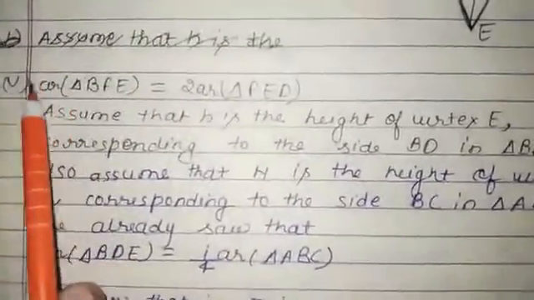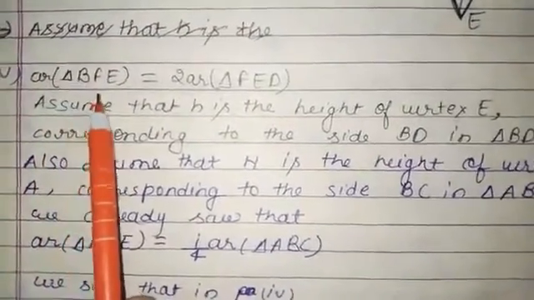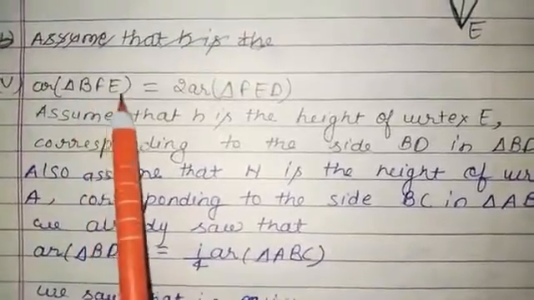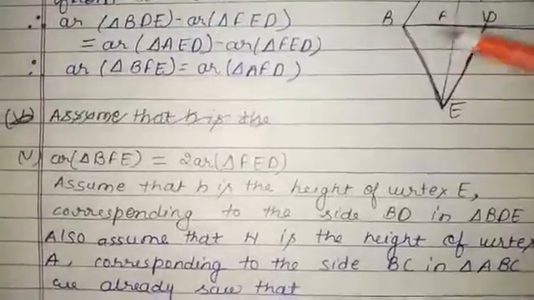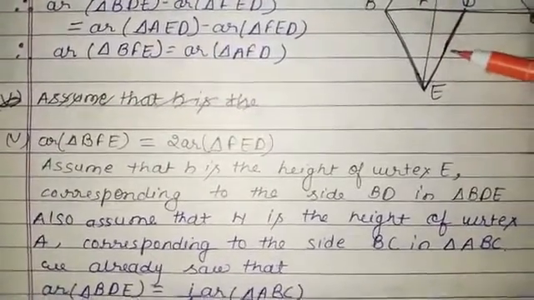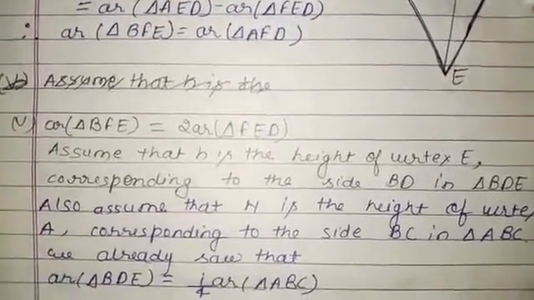Now it is the fifth part of question 5. Area of BFE is equal to 2 into area of FED.